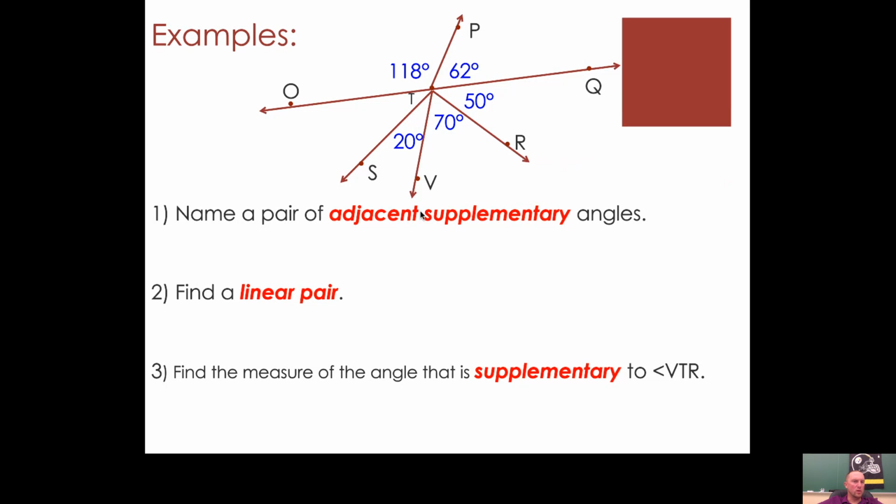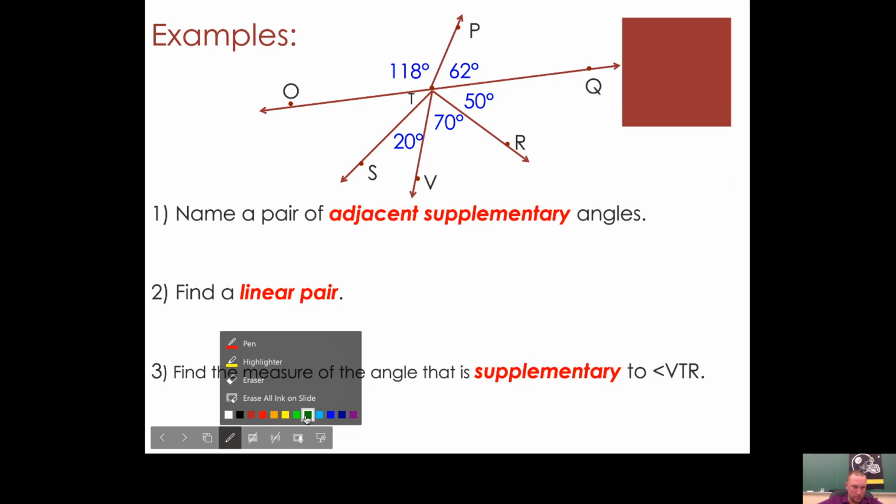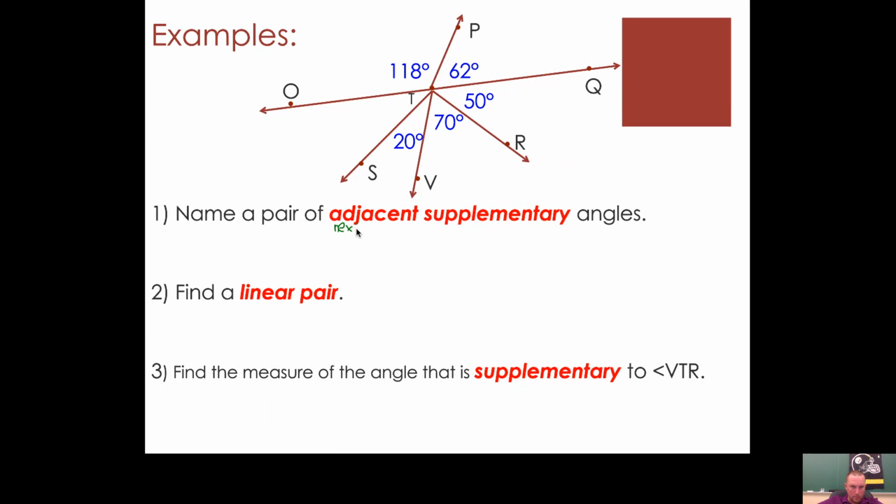What we're going to do with these examples is we're going to kind of smash together section 3.4 and 3.5. So we're going to look for a pair of adjacent supplementary angles. That means two angles that are next to each other. We'll write this down. And they better add up to 180. Do you see two numbers next to each other that add up to 180?